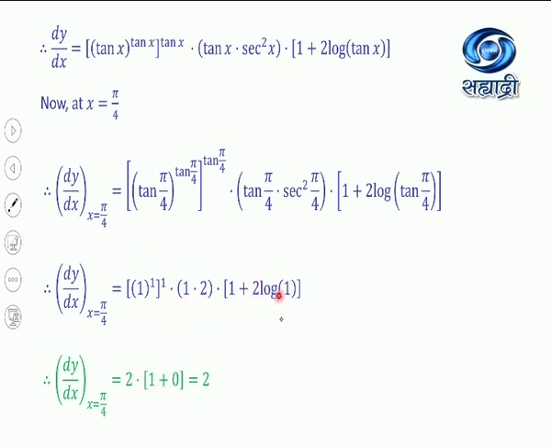Now 2 into what is log 1? You know very well, the value of log 1 is 0. So 2 into 0 becomes 2 into 0, that is 0. And so finally you write 2 into 1 plus 0, so 2 into 1, and that is 2. Now this becomes our answer.